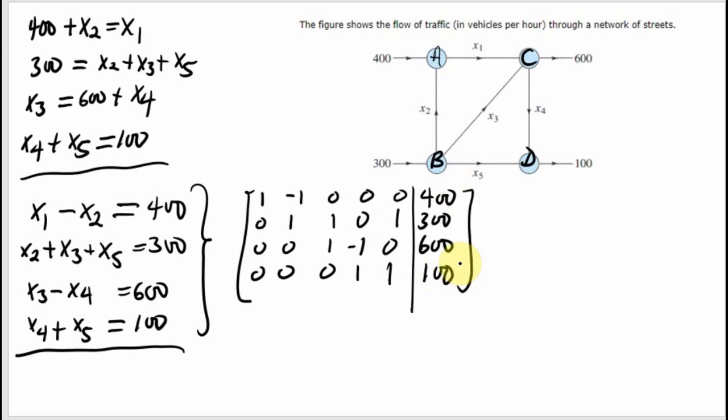Now we solve. We want a 1 here, we have it. We want zeros below it, we got it. Move here, we want a 1 at A22, we got it. So we need to have a 0 above it. Simply, we can add row 2 to row 1.